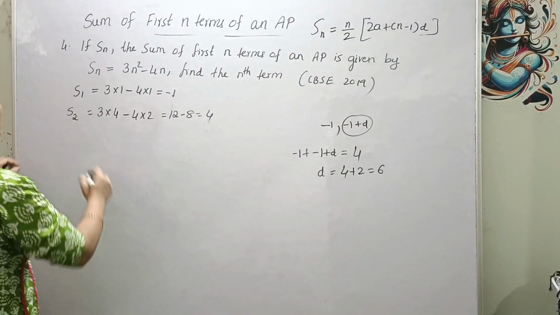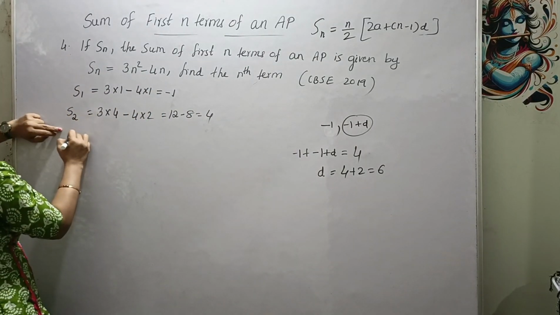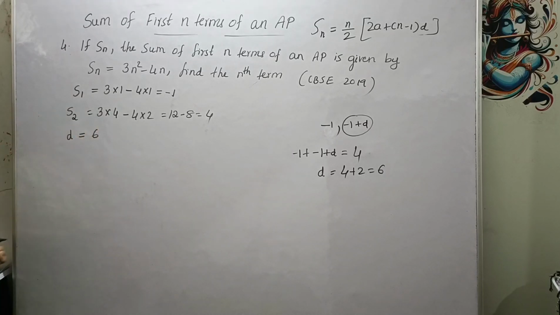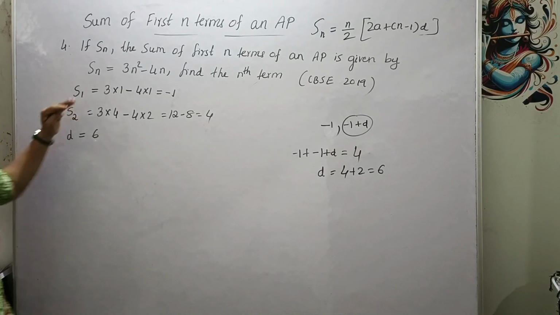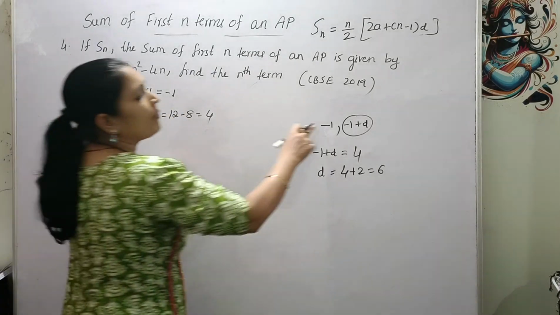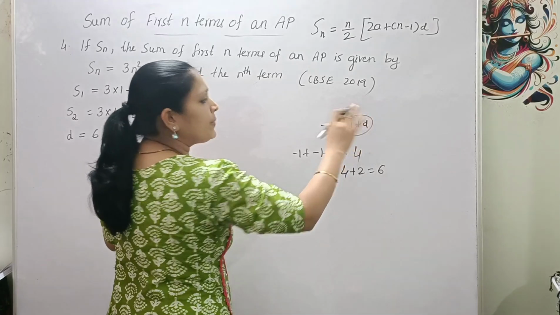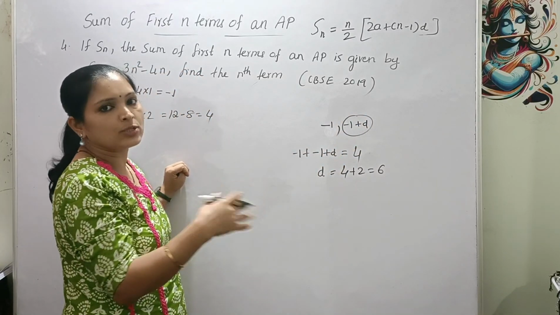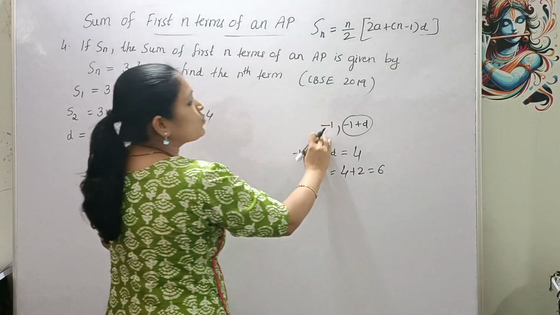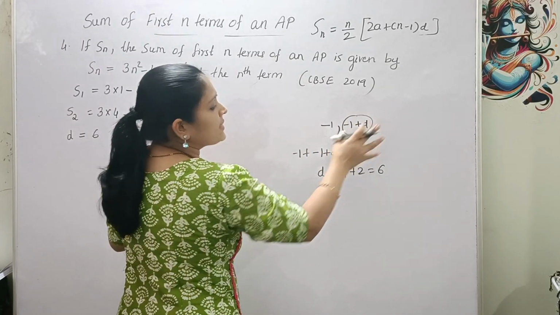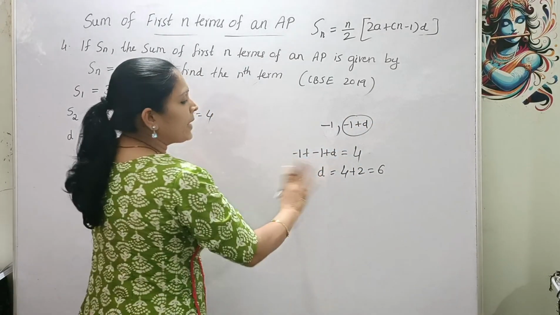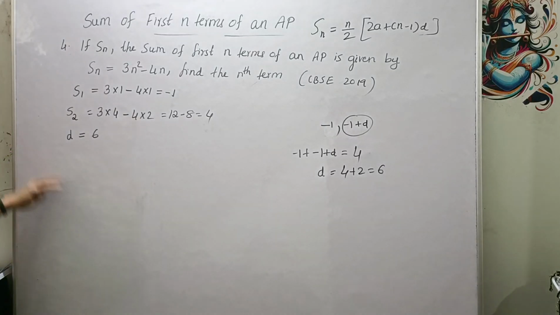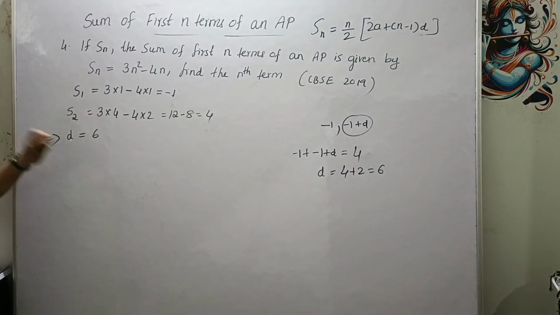So, here we have got d is equal to 6. How? The first term is minus 1 and the sum of the first two terms is 4. So, if d is the common difference, then the second term is minus 1 plus d. So, minus 1 plus minus 1 plus d is equal to 4. That implies d is equal to 6.